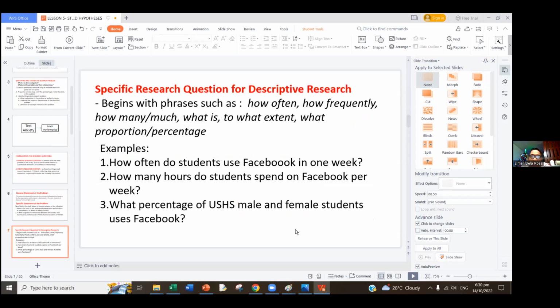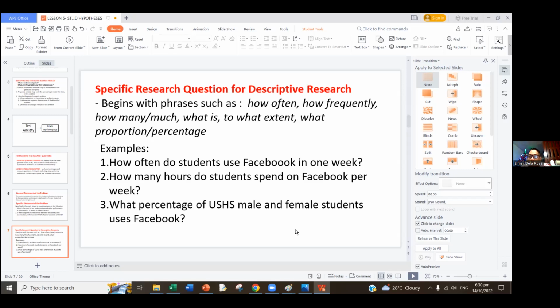How do we write specific research questions for descriptive research designs? Usually they begin with the phrases: how often, how frequently, how many or how much, what is, to what extent, what proportion, what percentage, etc.